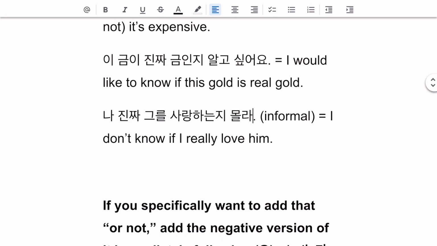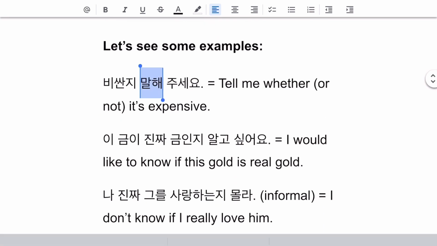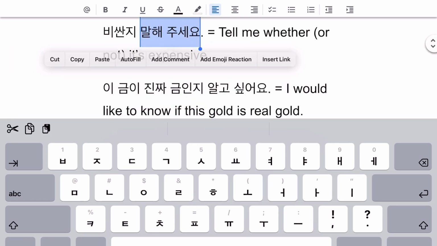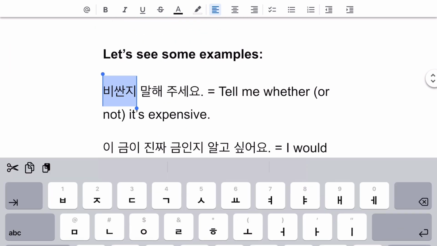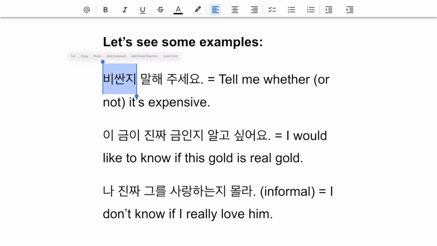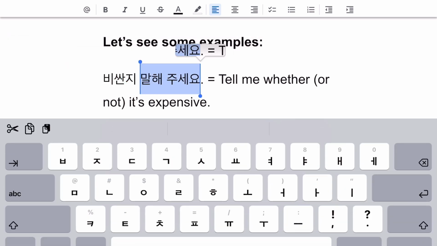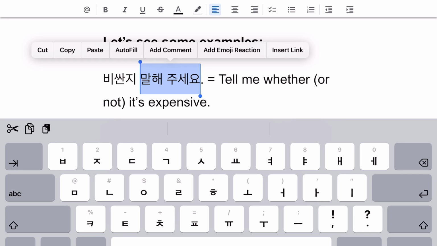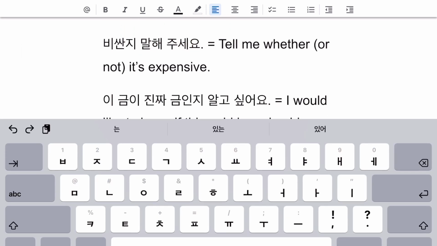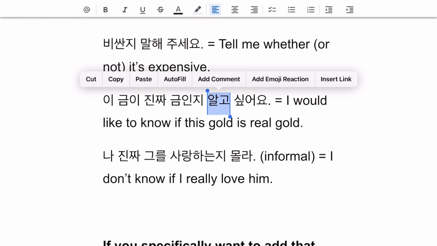So before we move on to the rest of the examples, though, I want to point out the endings here. 꿈인지, 비싼지, and 사랑하는지, they all have different endings. So the first one is just a regular verb, 말해주세요. Tell me whether or not something is blank. And then this one has the verb to know. I want to know, and this is how at the same time you would ask someone, do you know if this gold is real?